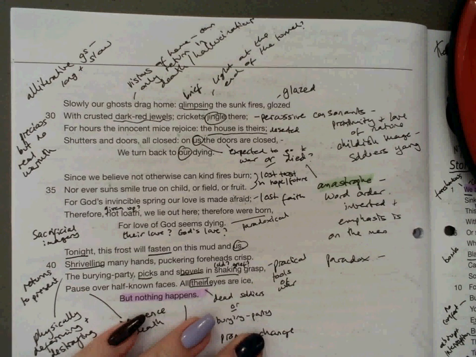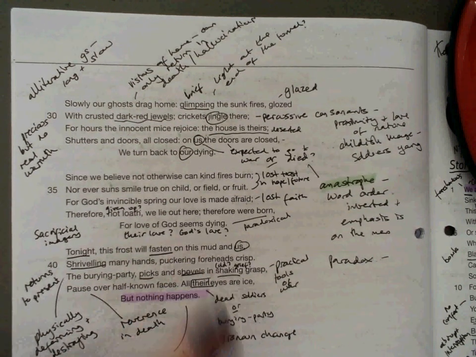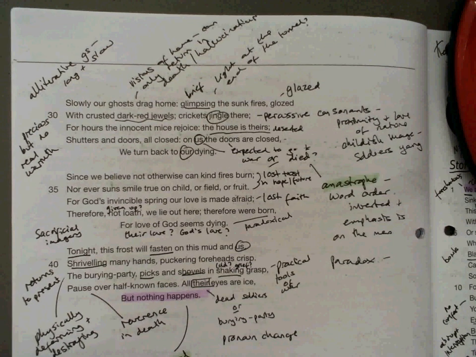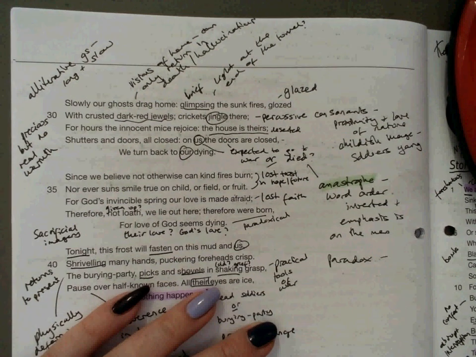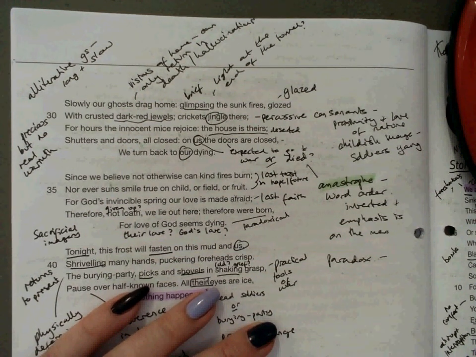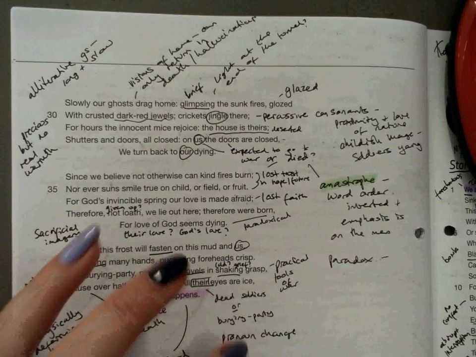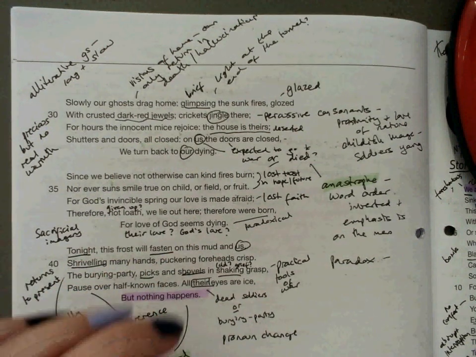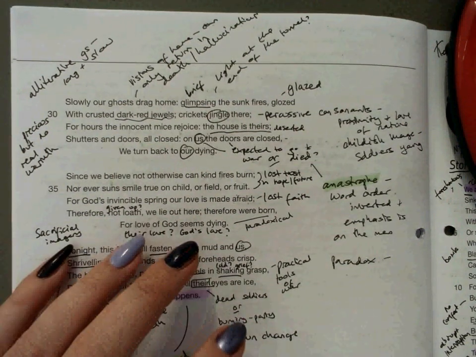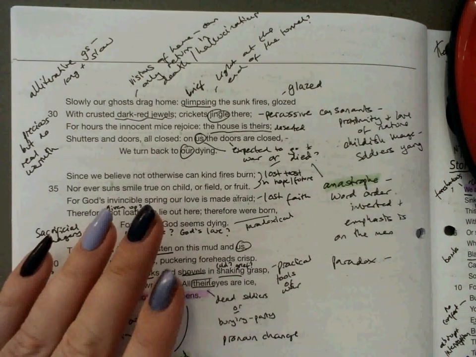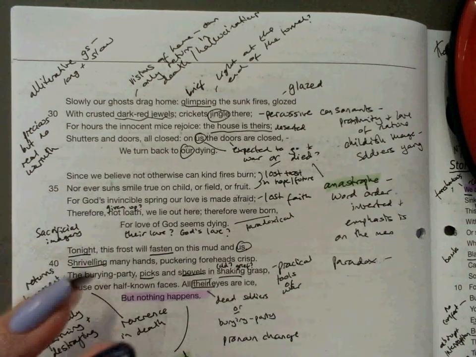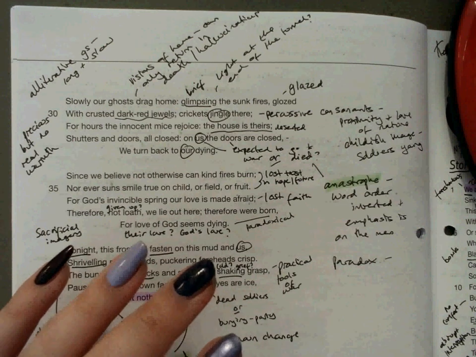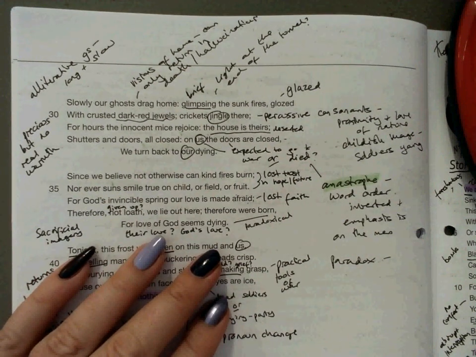So the penultimate stanza really focuses on, and it's possibly one of the hardest stanzas to think about, and again the word order is slightly unusual. Since we believe not otherwise can kind fires burn, not ever suns smile true on child or field or fruit. I think really what we're looking at here is a sense of lost trust, lost hope, lost faith in God, lost faith in a future, and they can't even believe that this reality at home with warm fires and sunshine and children and all these innocent and beautiful images, they can hardly believe that these exist.